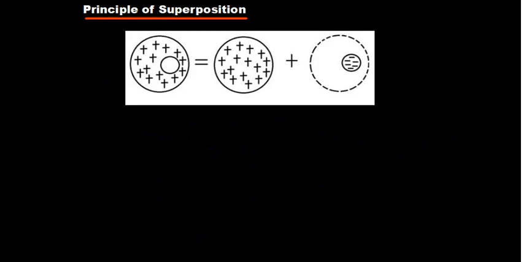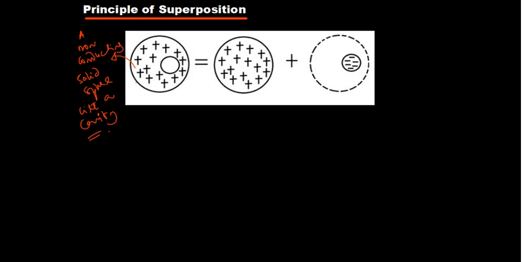So next we will see the application of the principle of superposition. You see here on the left side diagram, there is a non-conducting solid sphere from which a cavity is made. So this is basically a non-conducting solid sphere with a cavity. A hole is scooped out, basically.